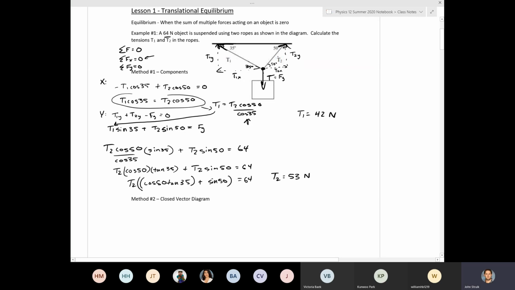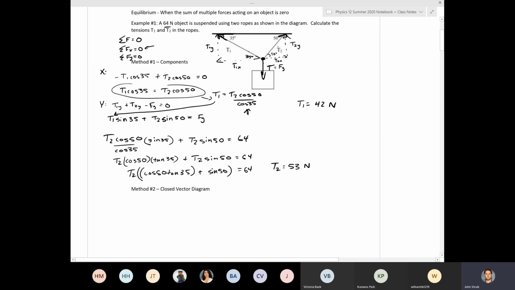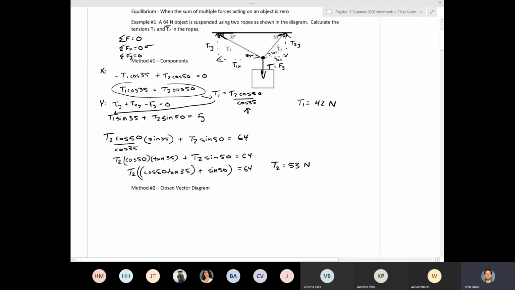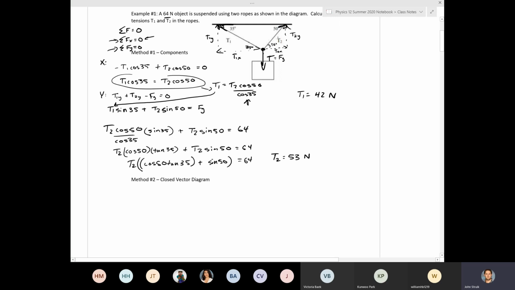Let's try a closed vector diagram and see what is easier. This is part of the reason why I prefer closed vector diagrams, because at this point it's going to be much easier. Instead of breaking into x, y, where we're saying the sum of the forces in the x direction is 0 and the sum of the forces in the y direction is 0, we're going to say the sum of the forces is 0. If you add all the forces together, you're going to get 0.